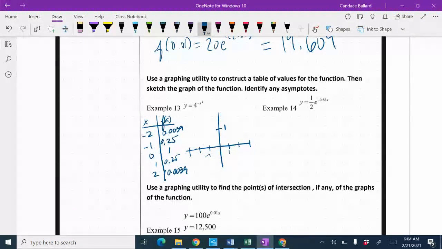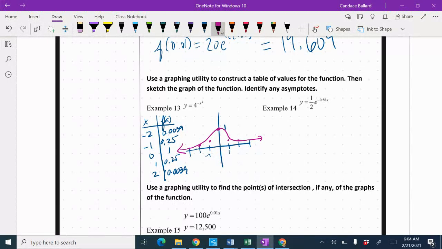All right, so we're going to actually plot this on the graph. So we are out negative 2, up 0.0039, out negative 1, up about a quarter, and out 0, up 1. And then we're going to follow that same pattern down. So it makes this, and we kind of already saw that shape.